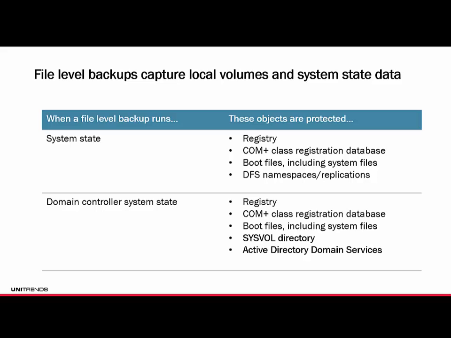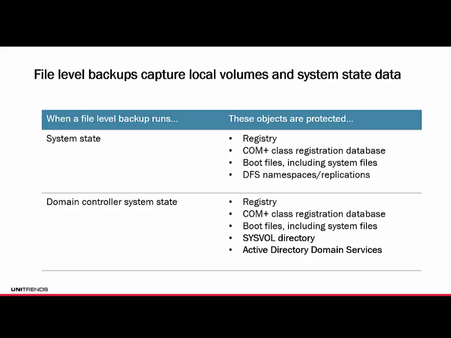File-level backups capture local volumes and system state data. Kind of goes back to that previous slide. So when we run a file-level backup, we're capturing the system state, which is the registry, the COM+ class registration database, the boot files. That includes the system files. We're also grabbing DFS and namespace replications too.